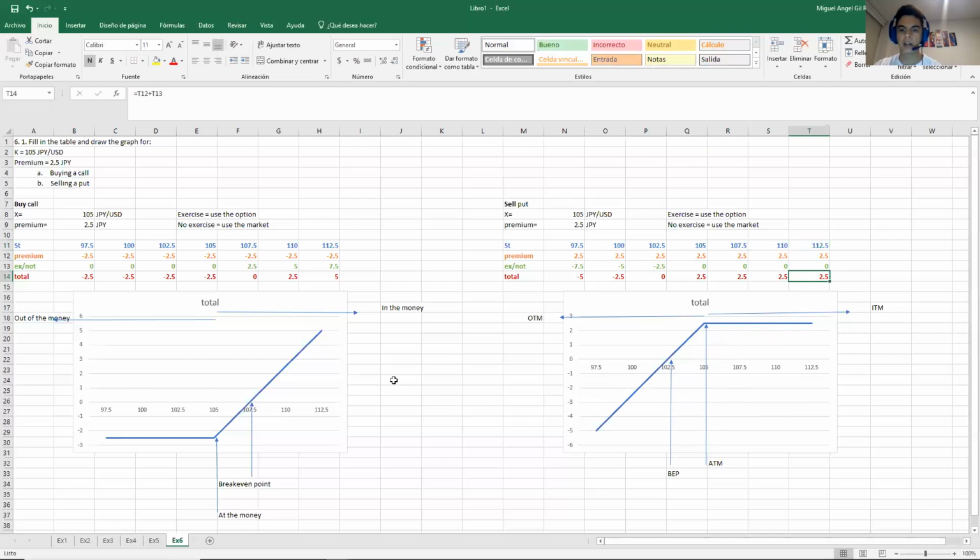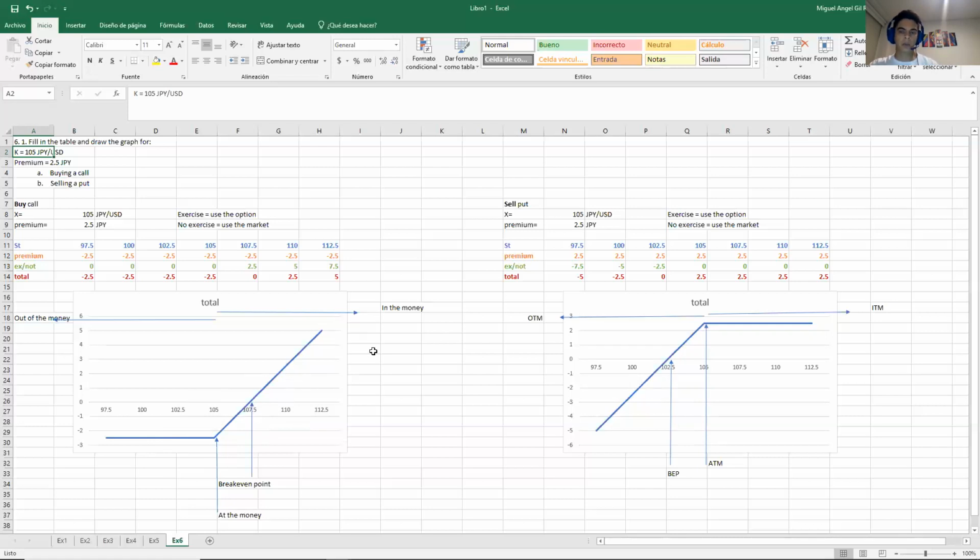So one final step, let's just analyze the graph. The break-even point, be very careful. The break-even point is where we don't make a profit. It's different from at the money. At the money is exactly the same as the strike, 105. It is the place where the graph makes a change. It's like the slope, the change in the slope. And the break-even point is different. The break-even point is just where we make neither profit nor loss. So it will be 107.5, and at the money 105.